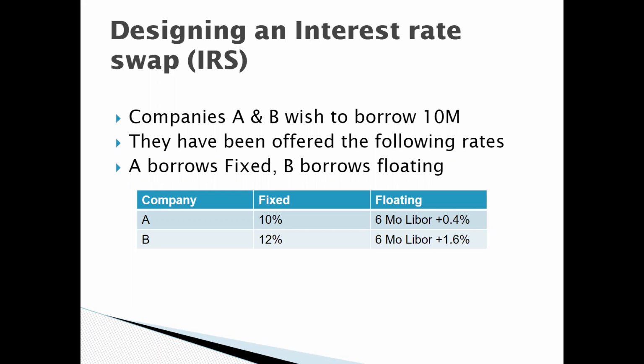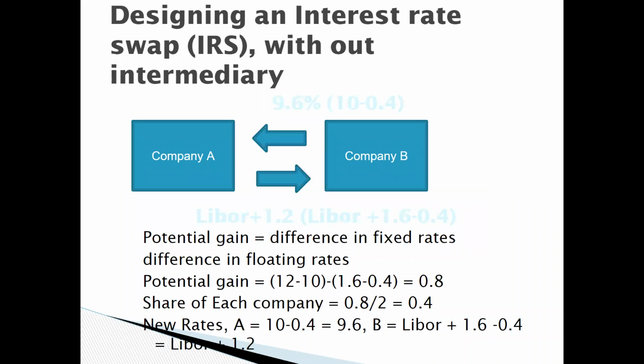So how do we do the swap? First of all, let us assume A and B are directly doing the swap and there is no intermediary or banker, which is unusual. So basically our potential gain to be had, or margin available, is your difference in fixed rates minus difference in floating rates.